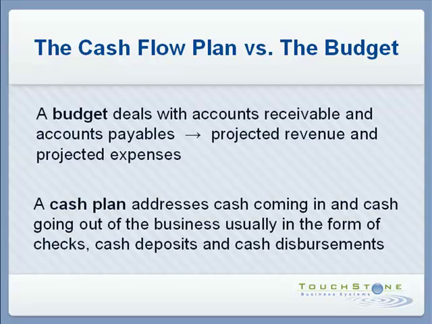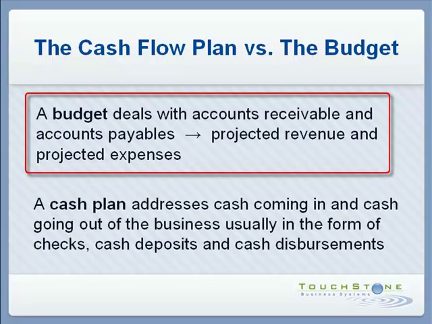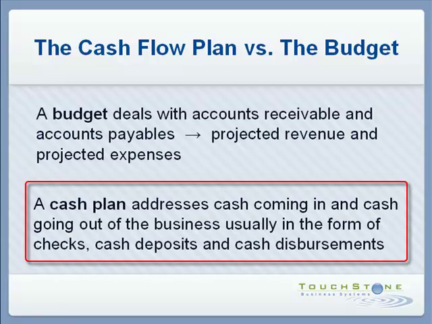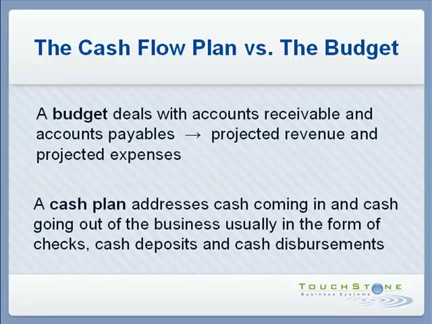A cash flow plan is different than a budget. A budget deals with accounts receivable and accounts payable, projected revenue and projected expenses. A cash plan addresses cash coming in and going out of the business, usually in the form of checks, cash deposits, and cash disbursements.